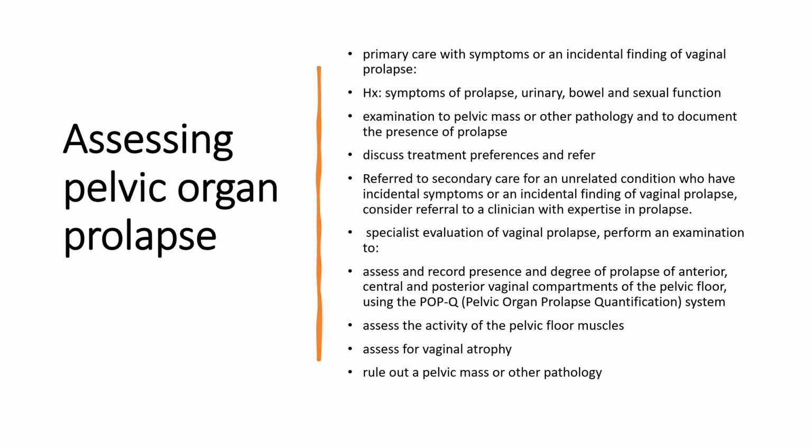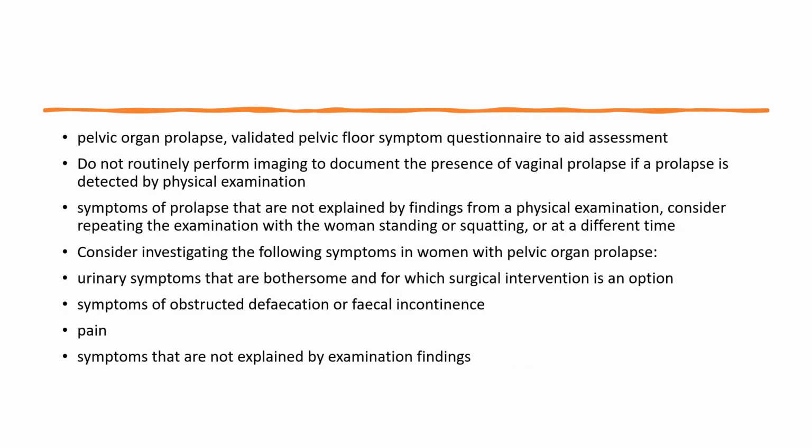Perform an examination to assess and record the presence and degree of prolapse of the anterior, central, and posterior vaginal compartments of the pelvic floor using the POP-Q, which is the pelvic organ prolapse quantification system. Assess activity of the pelvic floor muscles, assess for vaginal atrophy, and rule out a pelvic mass or other pathology. Pelvic organ prolapse assessment should use a validated pelvic floor symptom questionnaire. Do not routinely perform imaging to document the presence of vaginal prolapse.